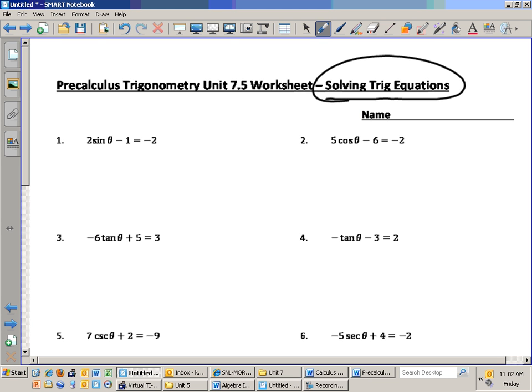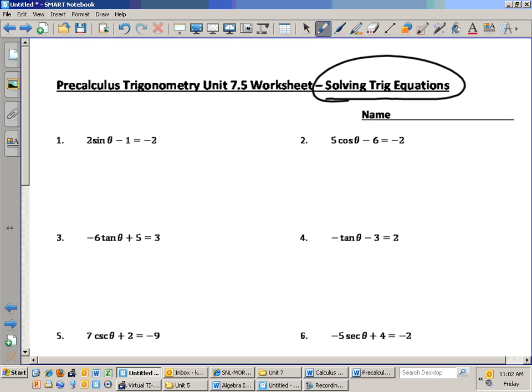Our objective today is to solve trigonometric equations. And this is something that people generally like, they gravitate towards, it goes well for them. Today should be a very good day. Let me show you how simple it is to start off.